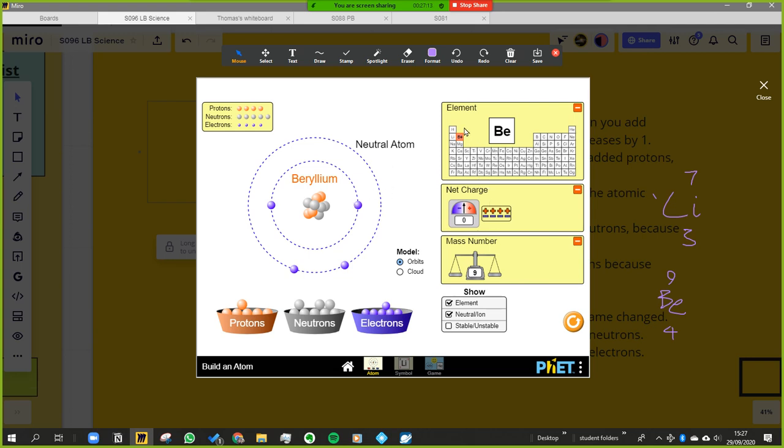But I wanted to also note that the second row all have two shells. So depending on what row it is, that tells you how many shells it's got. Depending on what column it is, that tells you how many electrons are in the outer shell, the most outside shell. So we call the column the group, and the period is the row.